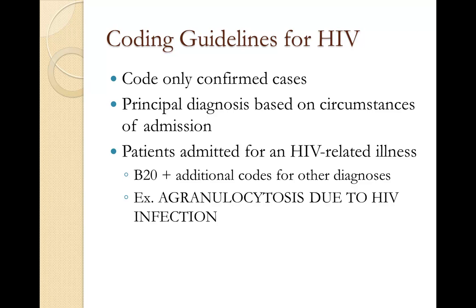So patients admitted for an HIV-related illness, for example, agranulocytosis due to HIV infection. So here, the agranulocytosis is related to the HIV. So this patient cannot be assigned the code Z21 because they are symptomatic. So automatically they're a B20. So if they do have an HIV-related illness, your B20 is first, your HIV disease, and then you have an additional code for whatever illness that is. So in this case, we would have agranulocytosis as an additional code.